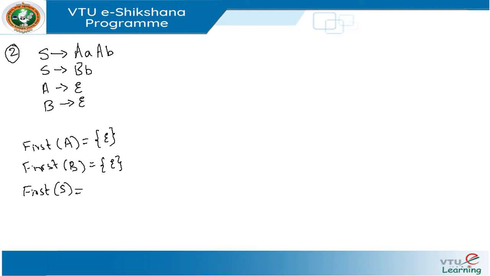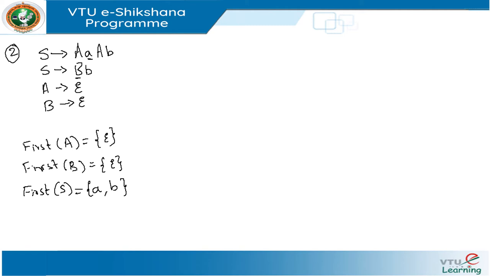S. First set of S is equal to, so S is having two productions. One is S derives AA, AB, or S derives BB. So here the non-terminal A in the first production can derive epsilon. If it derives epsilon, then we will get the terminal symbol a. In the same way, if we use the second production, if this B goes off with the help of the production B derives epsilon, then we will get the small b as the first symbol from S. So both the symbols a and b are present in the first set of S.